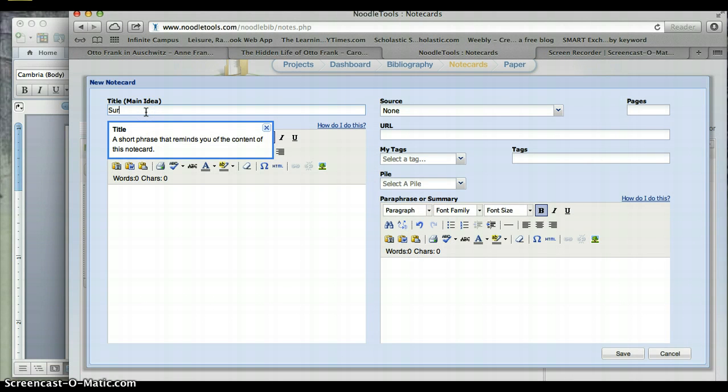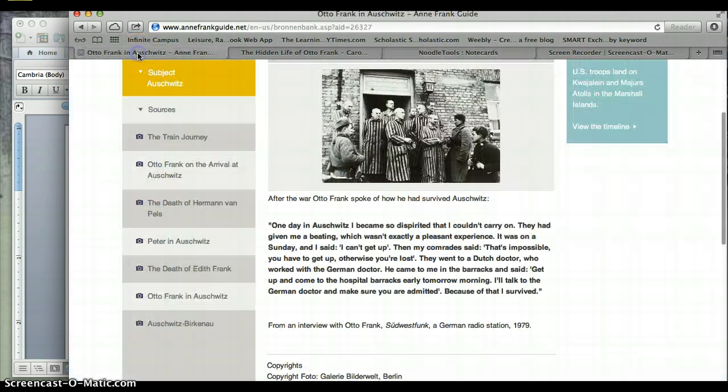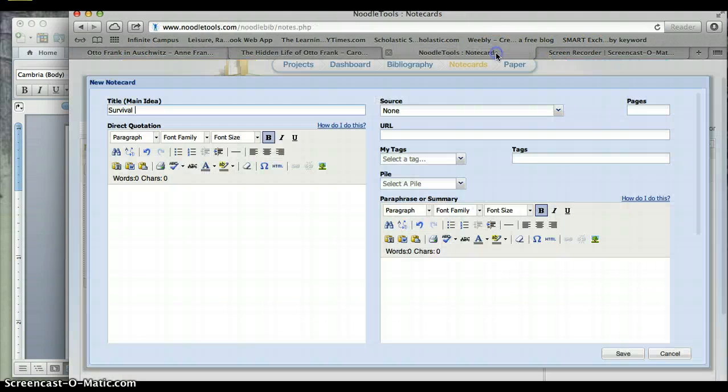For my category, we're just going to type survival. And then I'm going to go back to my website and find the direct quote I want to use. It's talking about how a Dutch doctor allowed him to get help from a German doctor, and because of that, he survived. So I would just copy this, go back to NoodleTools, paste it, and then make sure you have your sentence starter in the text. Okay. And then as you keep going, you're going to make sure that you save.